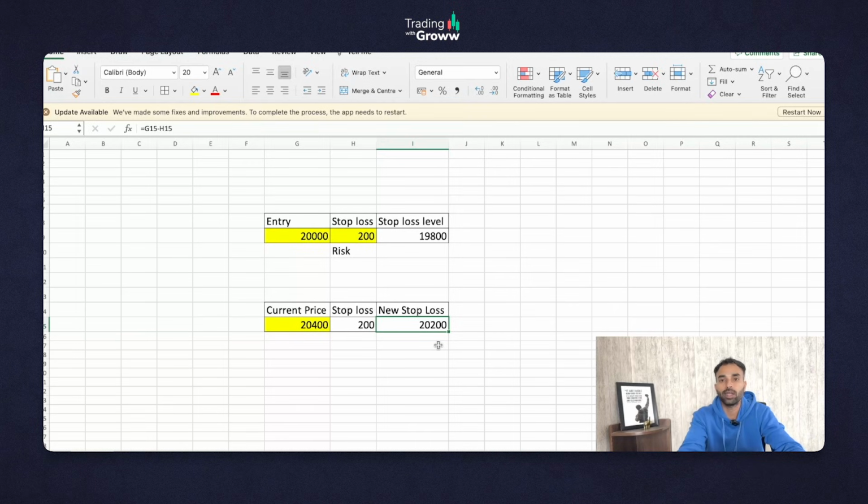So that is why using a trailing stop loss greatly helps, not only in order to protect your overall risk, not only in order to reduce your overall risk, it also helps you to protect the overall profits. So as long as for every 200 points move, you just keep changing the stop loss. So the new stop loss keeps going up and going up. So this is how you need to protect your stop loss by using this trailing stop loss method.